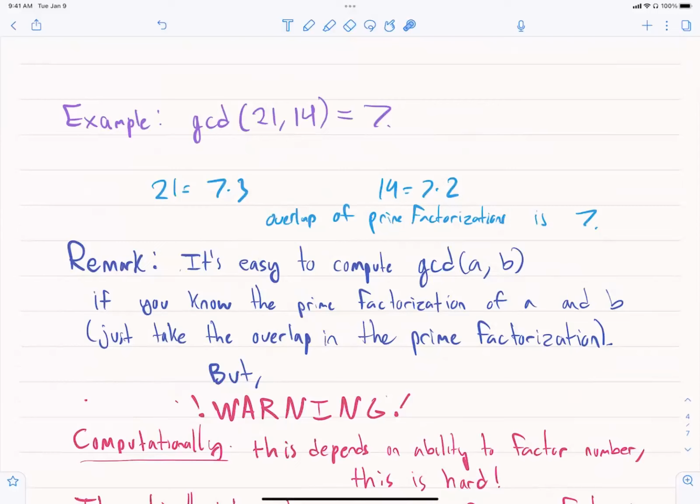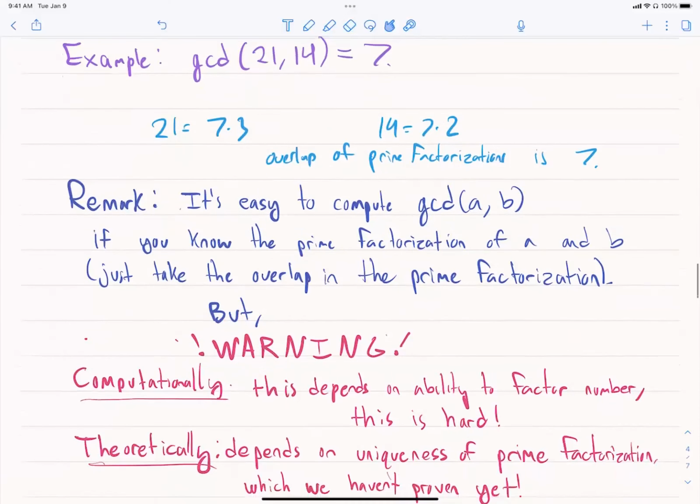Well, we've already talked about this a little bit, but let me just reiterate: it's hard to factor numbers in general. It's hard to find prime factorizations of big numbers. Maybe this is just a hard problem, but we'll see in a second there's a much quicker way to do it that doesn't involve finding the prime factorizations. Okay, so that's the computational warning.